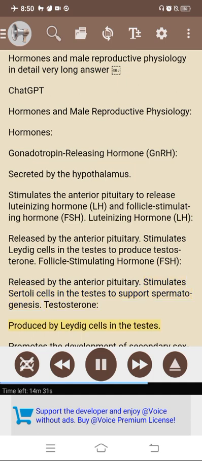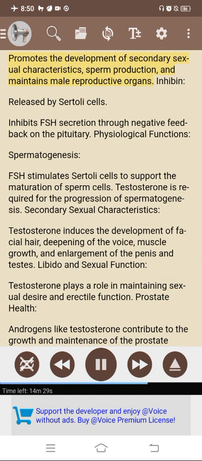Testosterone. Produced by Leydig cells in the testes. Promotes the development of secondary sexual characteristics, sperm production, and maintains male reproductive organs. Inhibin. Released by Sertoli cells. Inhibits FSH secretion through negative feedback on the pituitary.